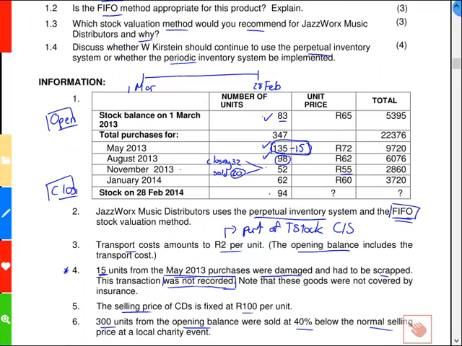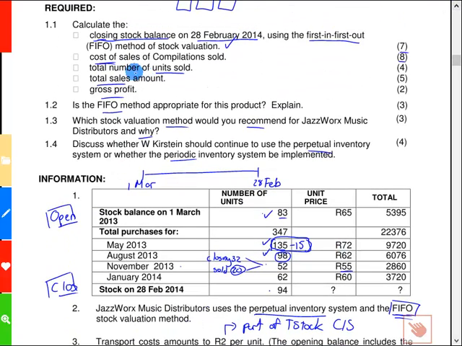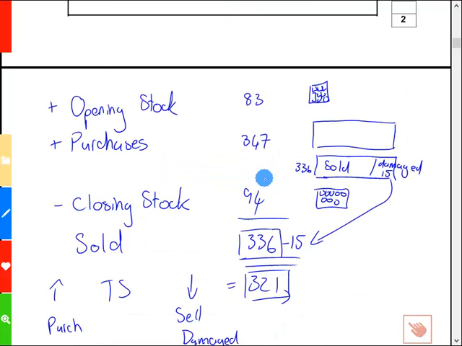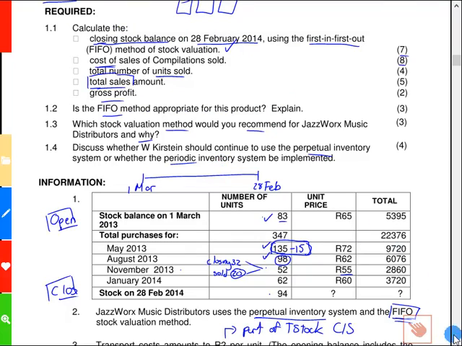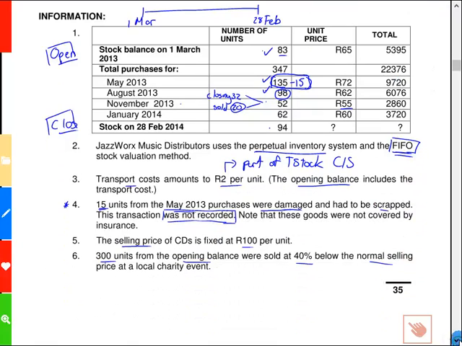Alright, so the next question asks us to calculate the total sales amount. Alright, so we already know what the units sold are. We know that we've sold 321 units. So to get to the total sales amount, we need to have the units multiplied by the selling price. Alright, we know we've sold 321 units. Let's see if we can find out some information about the selling price.